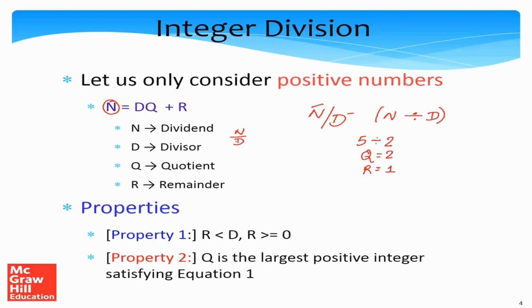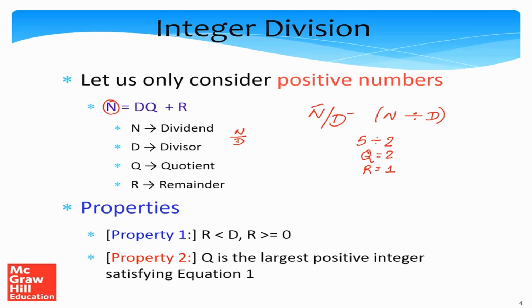Then we'll have a quotient. The quotient is the result of the division. For example, if we divide 100 by 20, the quotient is 5. If we divide 101 by 20, also in integer division, the quotient is 5. But in this case, the remainder will be 1. So division has two outputs, a quotient and a remainder. Both of them need to be computed.